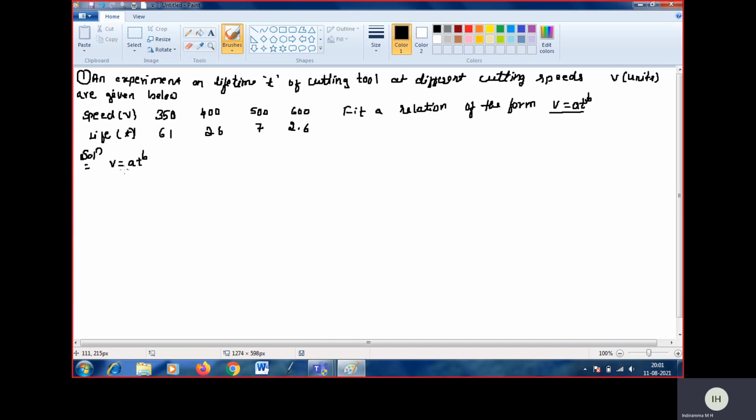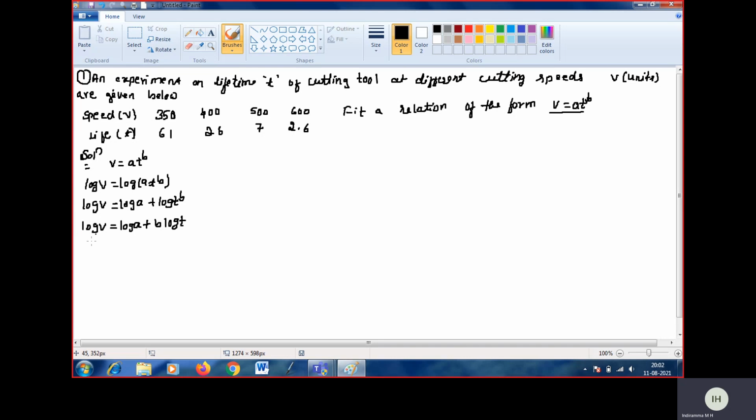First we have to convert this in the straight line form by taking log on both sides. Log V is equal to log of A into T to the power of B. So that is nothing but log V is equal to log A plus log of T power B. Right? Next, log V is equal to log A plus B into log T.